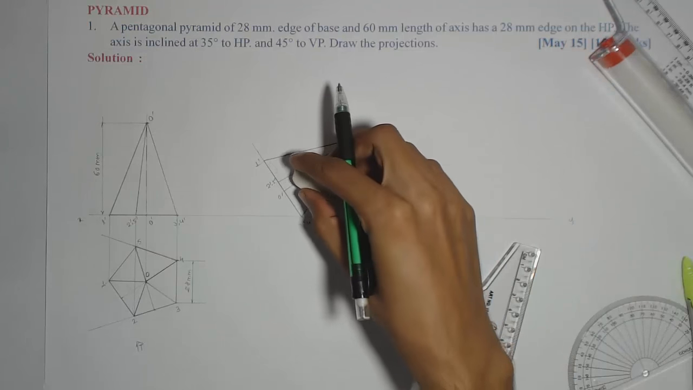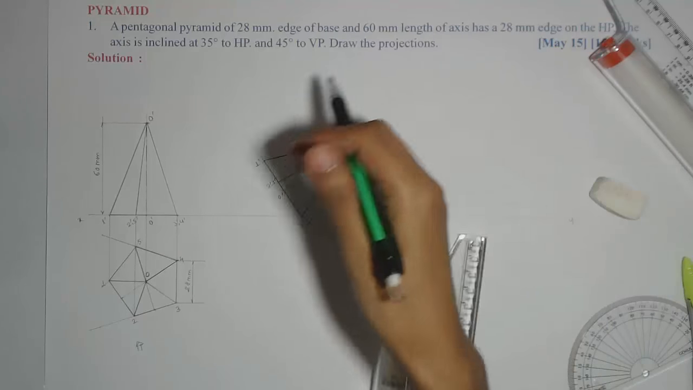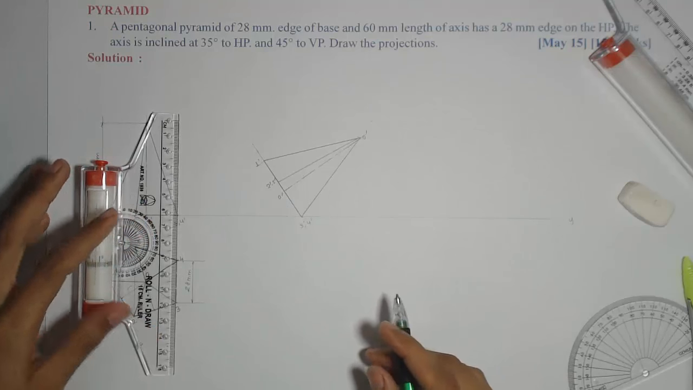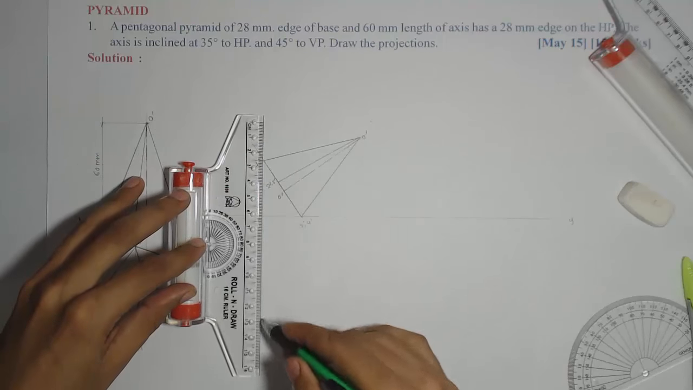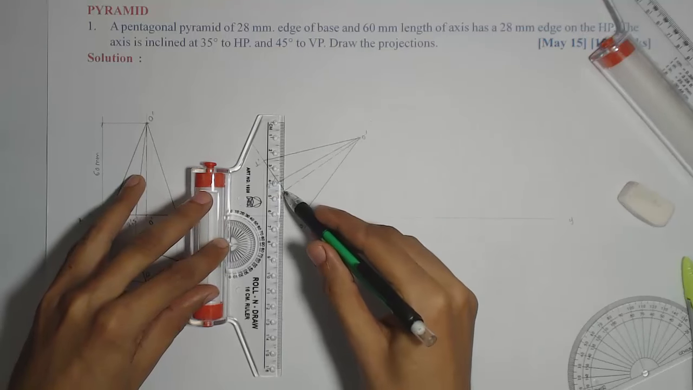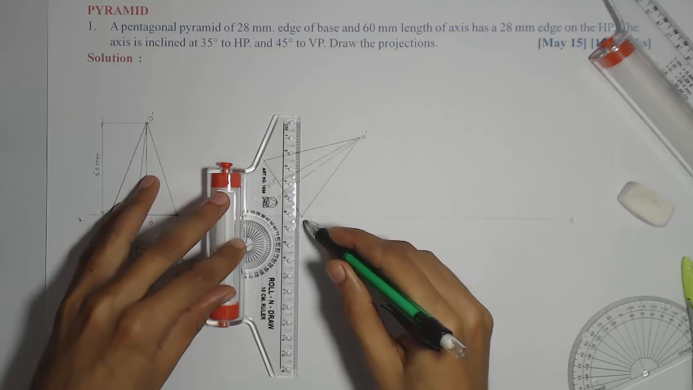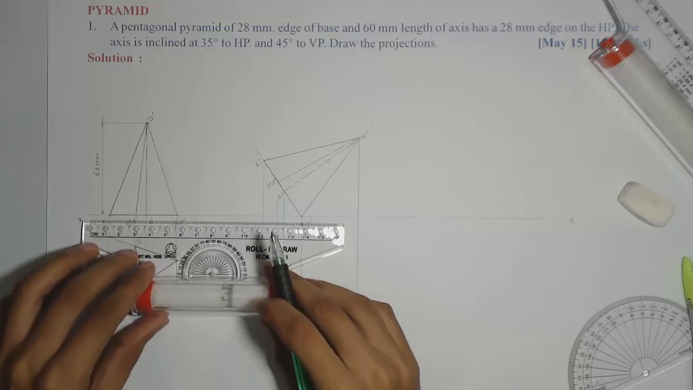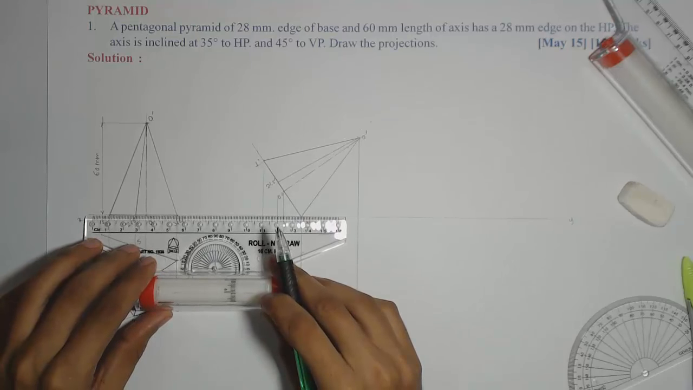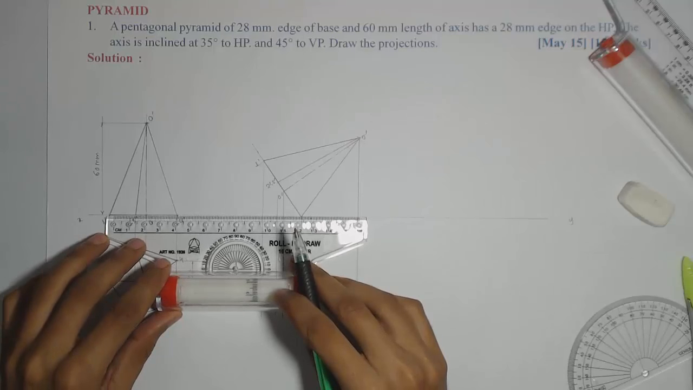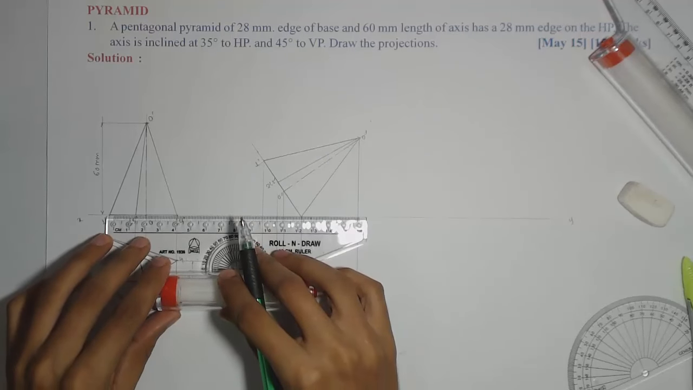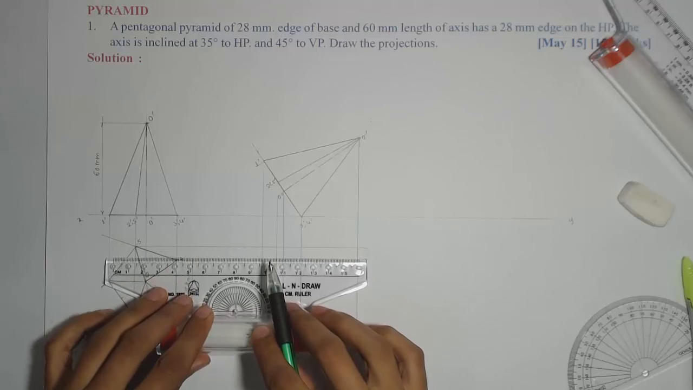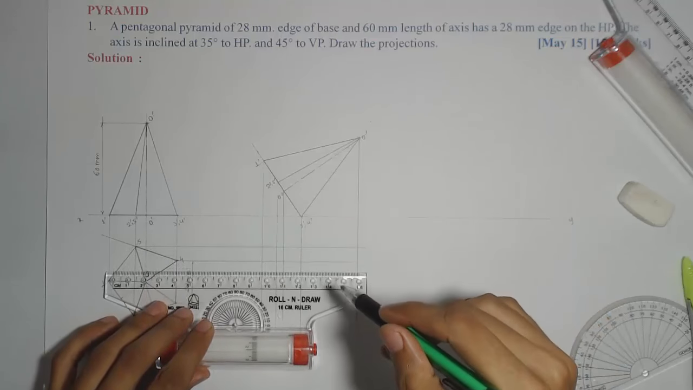Now corresponding to this front view, we need to complete the top view in second stage. So drop the projectors from front view and then from top view. Projector should be light. Then horizontal projectors from top view, those will be parallel to XY line. Then from 4, then 1.